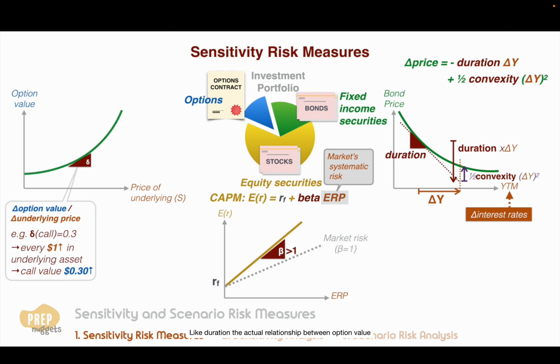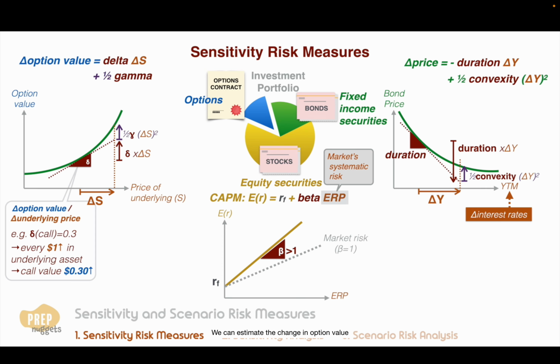Like duration, the actual relationship between option value and the underlying may not be linear, so for larger changes in the underlying value, the estimate using delta may not be accurate. Like the convexity adjustment for duration, gamma is the adjustment to improve the estimate of the change in option value. Gamma is a measure of how delta changes as the price of the underlying asset changes. We can estimate the change in option value based on the delta estimate plus the gamma adjustment.